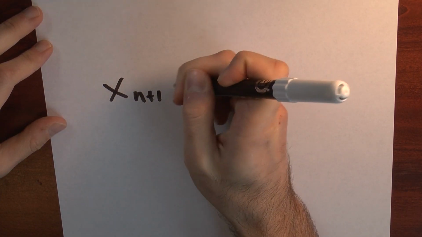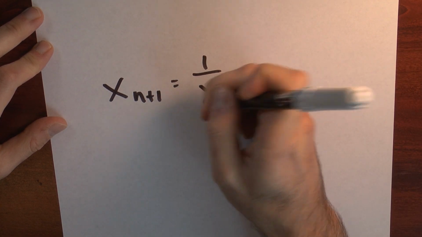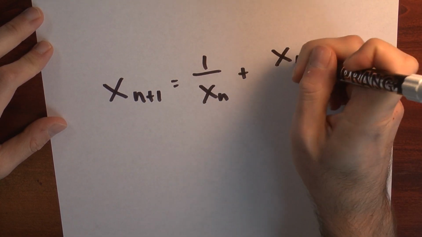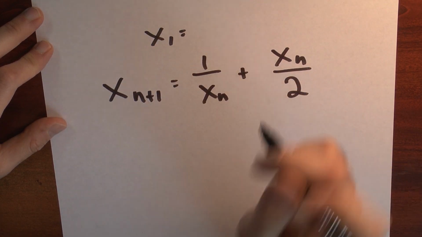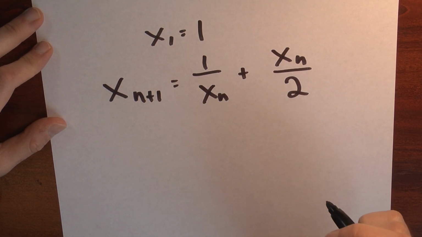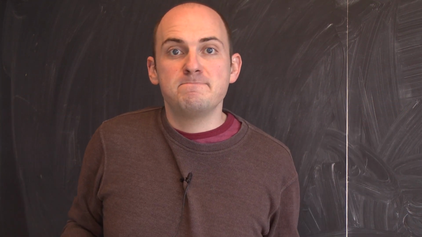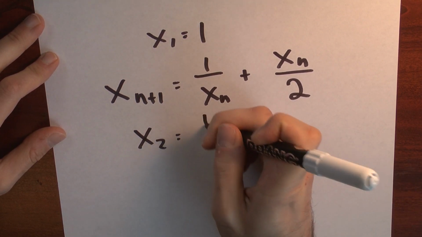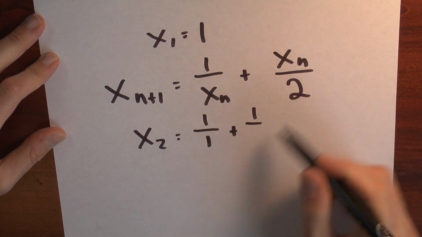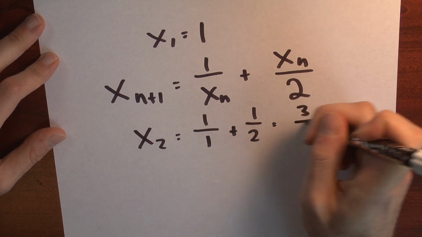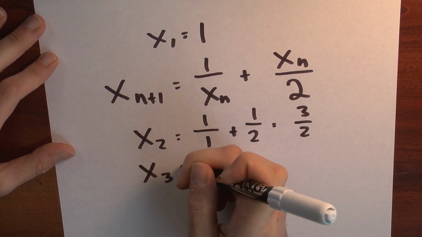I'll define a sequence recursively. x sub n plus 1 will be 1 over x sub n plus x sub n over 2. Maybe I'll start with the first term of this sequence as just being 1. Let's start with x sub 1 equals 1 and see what we get. Well, x sub 2 is 1 over x sub 1, which is 1, plus 1 over 2. That's 3 halves.